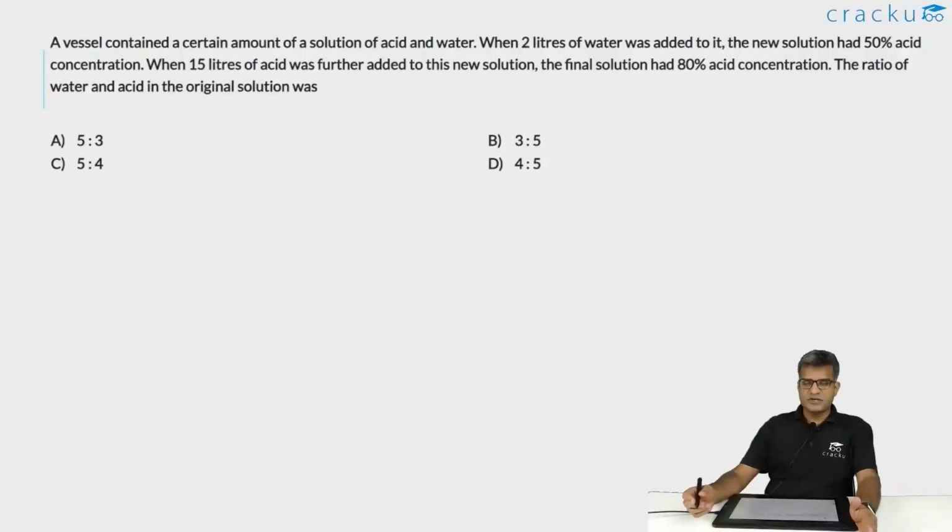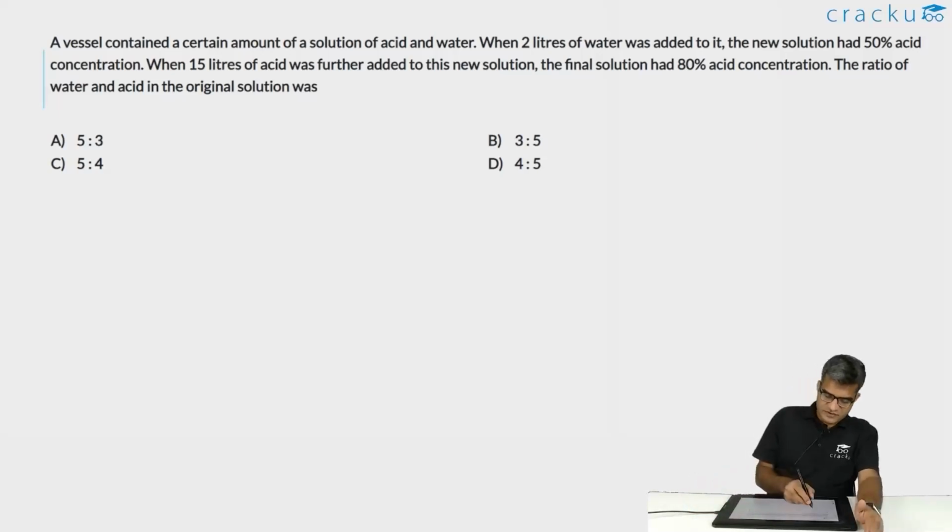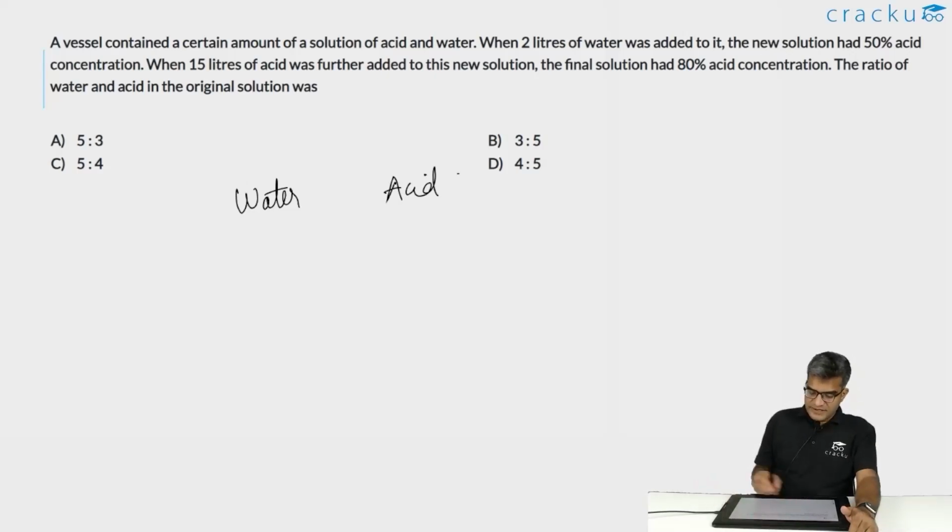In this question, we are told that there is a vessel which contained a certain amount of solution of acid and water. So let us assume that this is water and this is acid. If you assume that the amount of acid is A and the amount of water is W, when 2 liters of water is added to it, the amount of water becomes W plus 2.